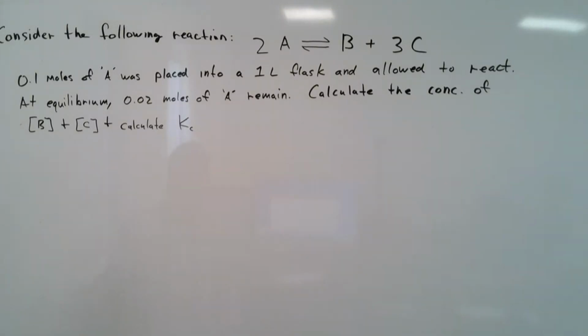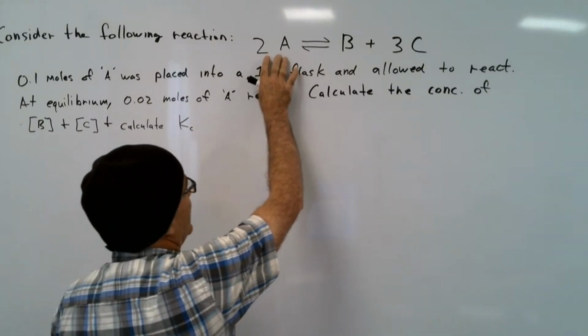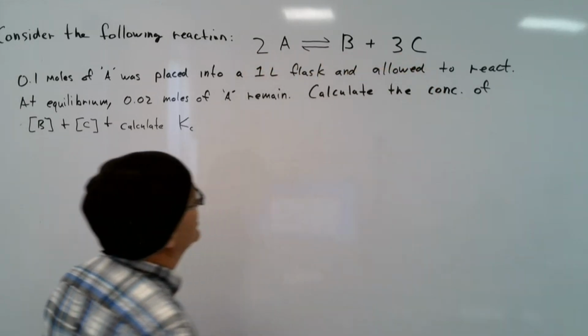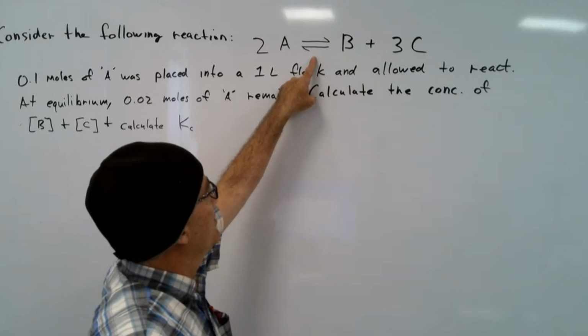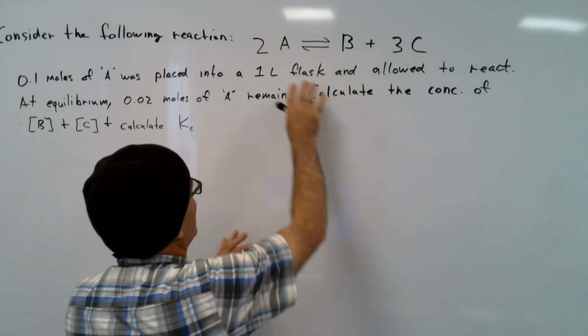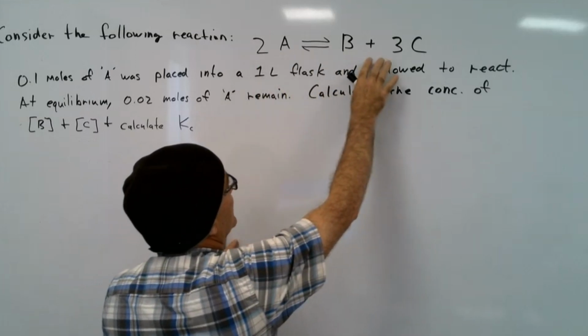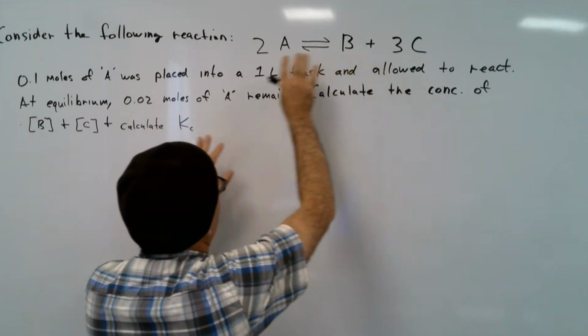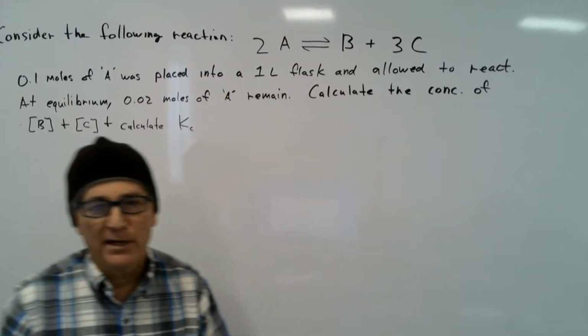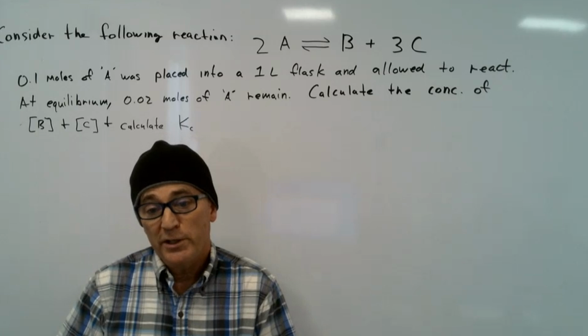So consider the following reaction. I got A, which goes into B and C, and there's the stoichiometry of it. And here's our equilibrium arrows, meaning the reaction is dynamic. There's always product turning into reactants. There's always reactants turning into products. And then an equilibrium constant might give us the balance between those two.